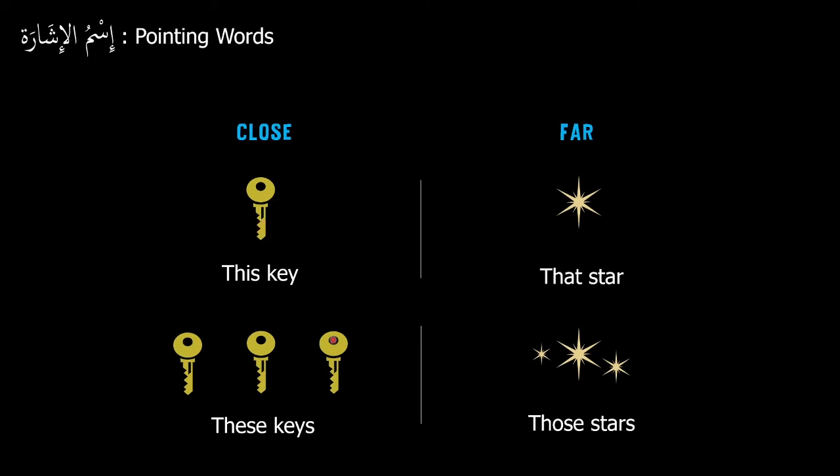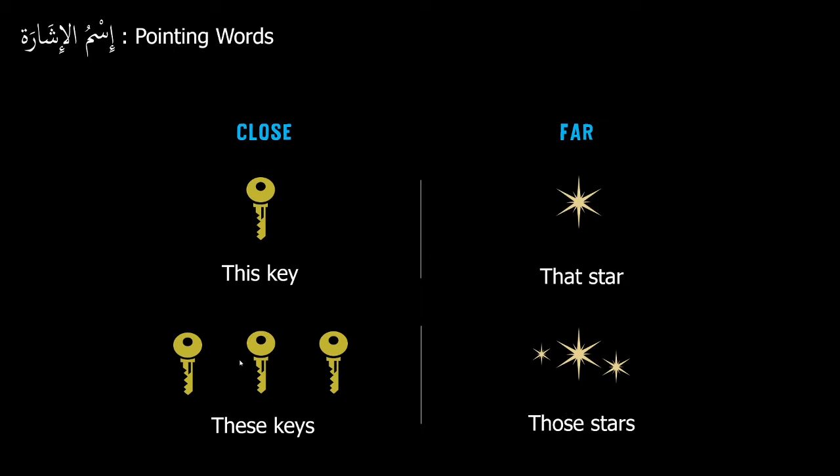For example, this key when pointing to something singular, and these keys when pointing to something plural. And if you want to point to something far, then the pointing word used is that and those. For example, we have that star when pointing to something singular, and those stars when pointing to something that's plural.